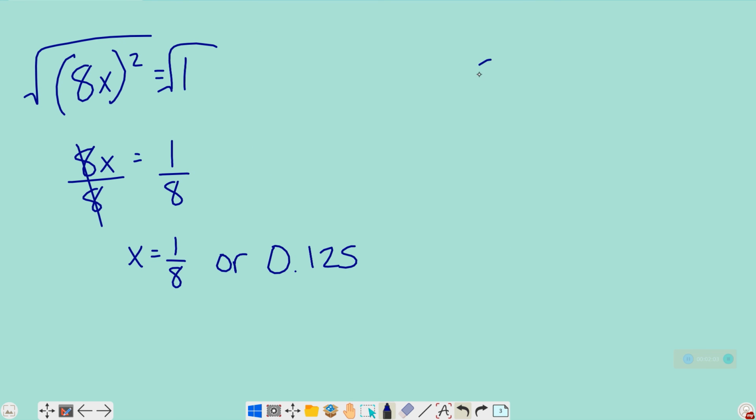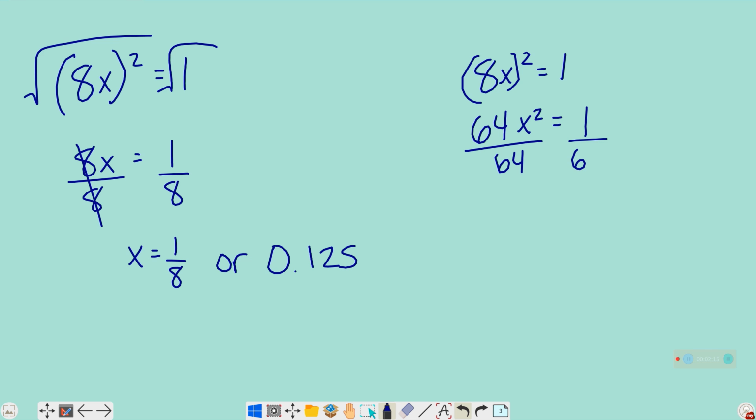You might have started with 8x squared equals 1, and 8 squared is 64, and x squared is x squared. Divide both sides by 64, and x squared equals 1 over 64. If you take the square root of both sides here, you'll get x. The square root of 1 is 1, and the square root of 64 is 8. So you still end up at the same answer.